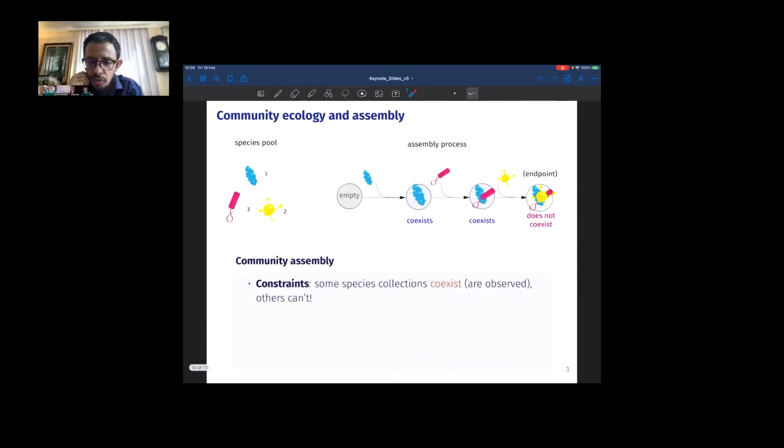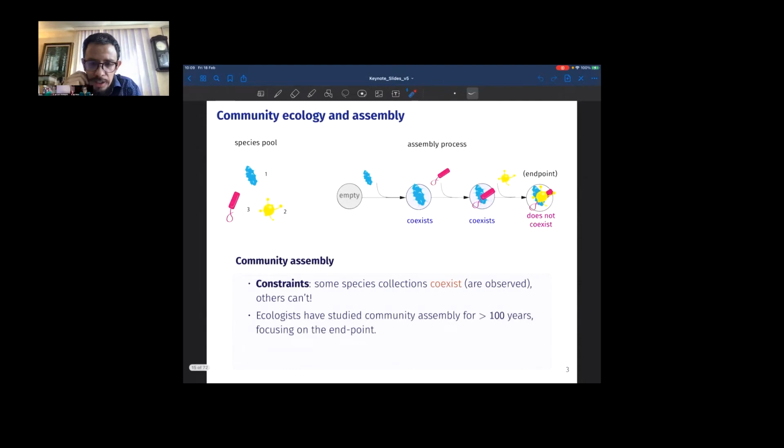So what I want to emphasize from this example is, again, the constraints. Some species collections coexist, and then you can observe your garden either blue, or blue and pink. But some other species collections cannot coexist, and for example, this one cannot coexist, and then it's impossible for you to see your garden blue, pink, and yellow.